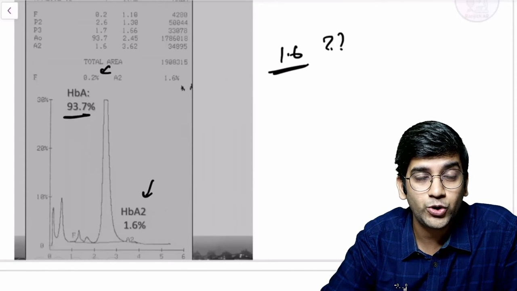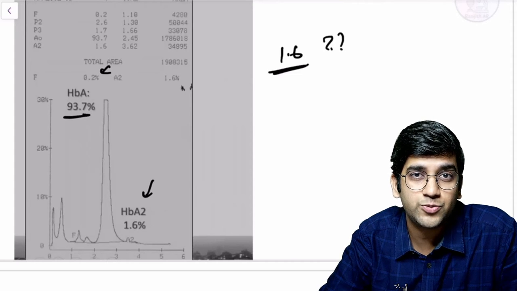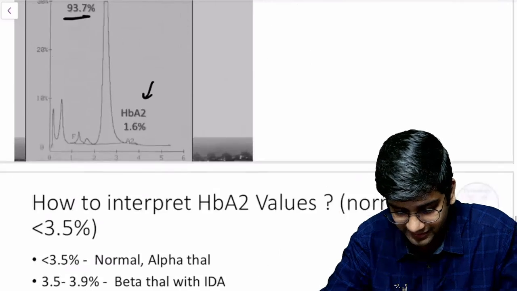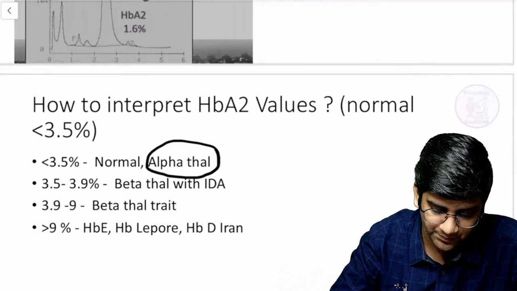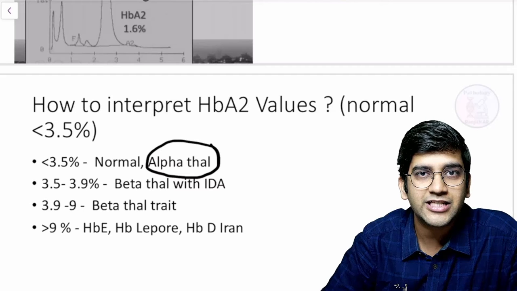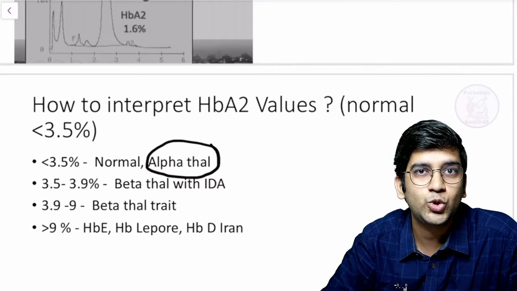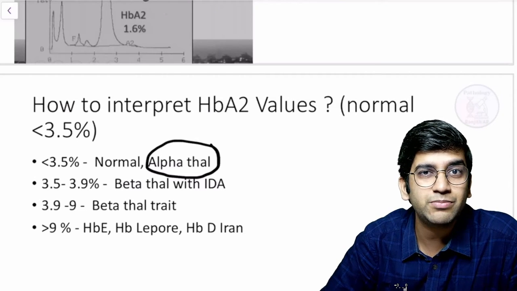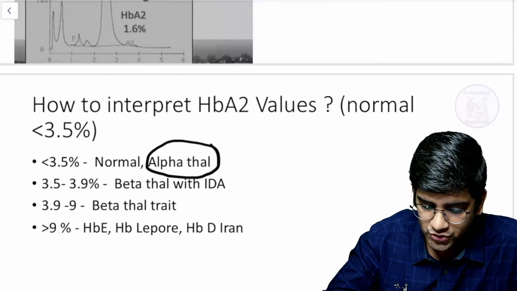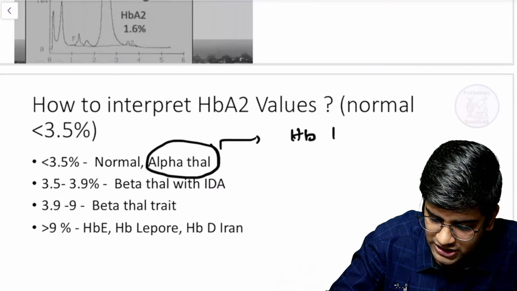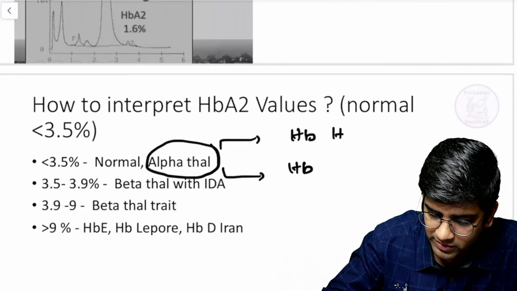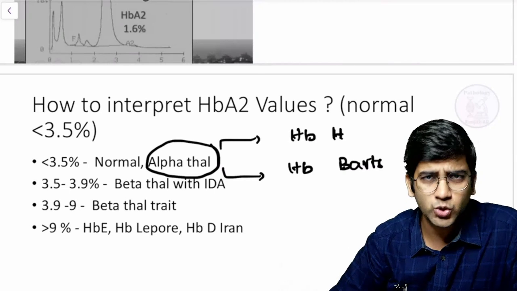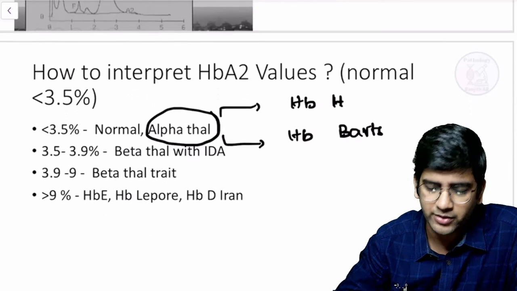But still, I told you, if there is any HbA2 of less than 3.5, one, think of normal. Second, perfect, think of alpha thalassemia. See, alpha thalassemia, you have 4 different types: 1 gene deletion, 2 gene deletion, 3 and 4. 1 and 2 gene deletion will not cause symptomatic anemia. This patient had a symptomatic anemia, microcytic anemia. So I have only 2 possibilities. I can have HbH or your hemoglobin Bart's. These are the only 2 alpha thalassemias which can cause symptoms. The other two will be asymptomatic, you can't even differentiate them.